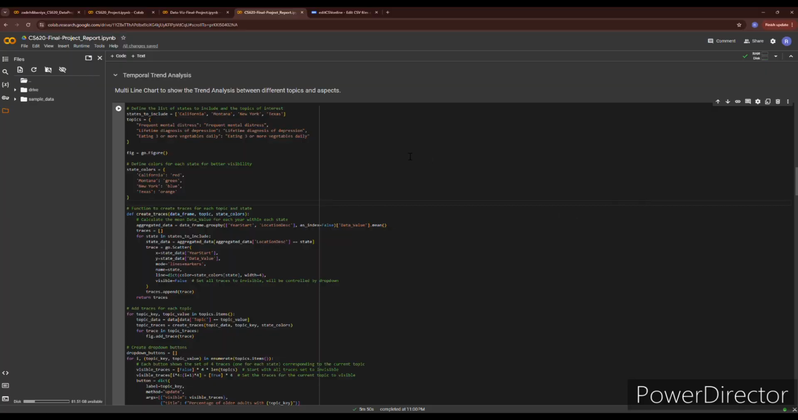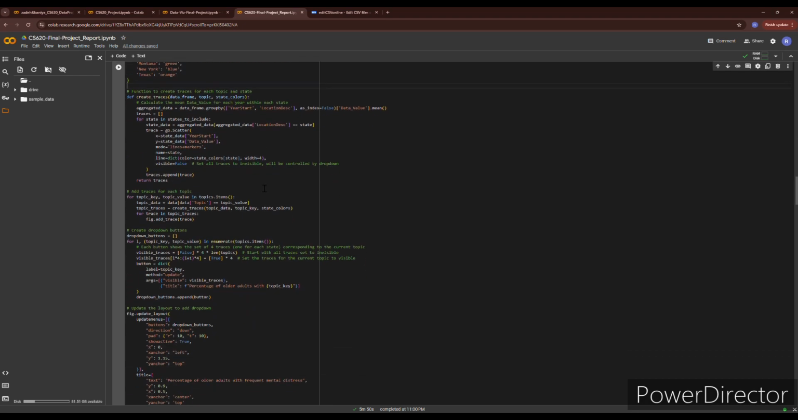So my contribution to this project has been temporal trend analysis using a multi-line chart. As you can see, I've taken three different topics: frequent mental distress, lifetime diagnosis of depression, and eating three or more vegetables daily. And I've chosen four different states from the United States, and these represent four different corners of the United States. California being on the extreme left, Montana being in the north, New York being on the extreme east, Texas being in the south.